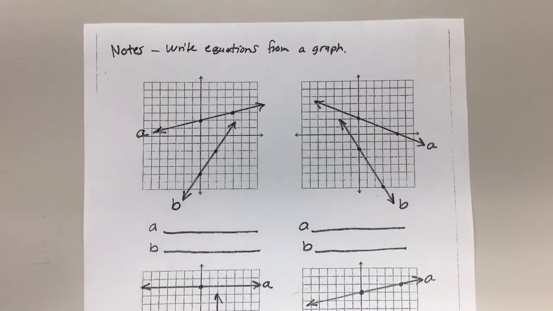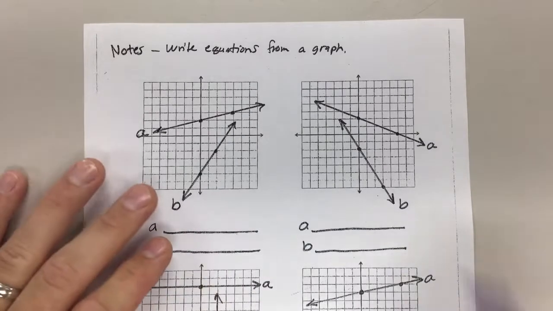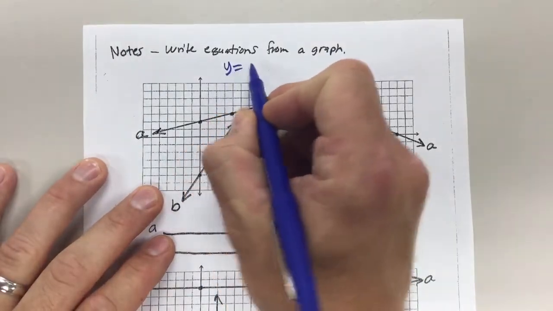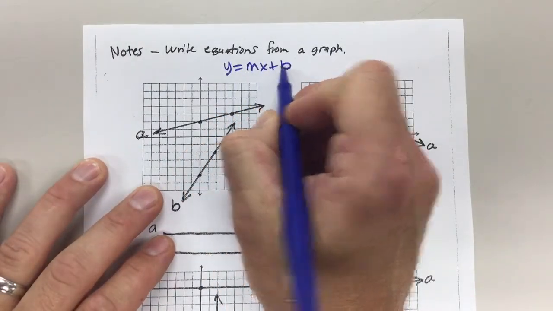Writing equations from graphs. Today we're going to do the opposite of what we did yesterday. Yesterday I gave you the equation and we worked on graphing the line. Today I'm going to give you the graph. I want you to write the equation. The equations will be written in y equals mx plus b form.